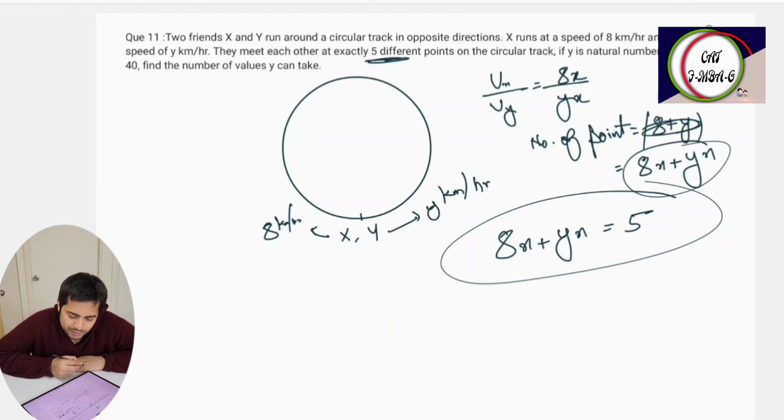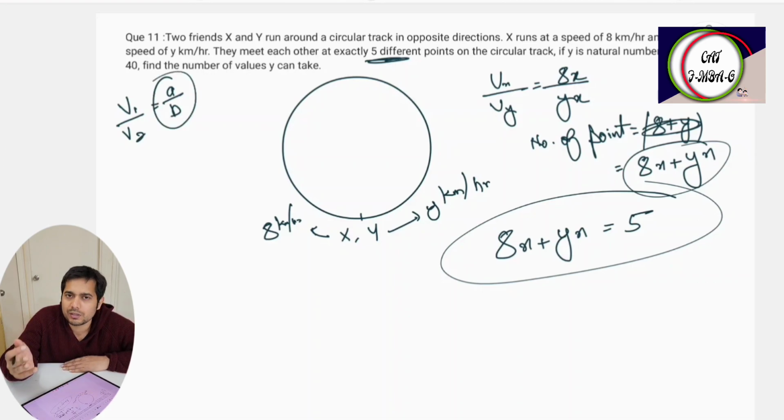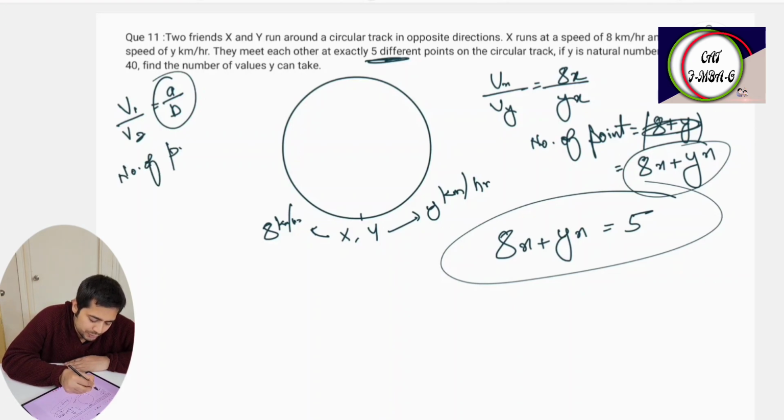Now it is given that y is a natural number less than 40, and 8 is also a natural number. So there are 5 different points on a circular track, and we know that v1 by v2 is equal to a by b, where a and b are the lowest reduced numbers. Then the number of points when they are in opposite direction is given as a plus b. So here a plus b is equal to 5.